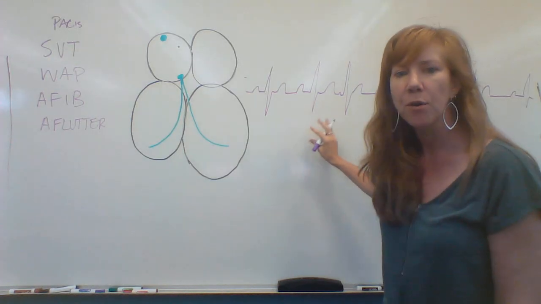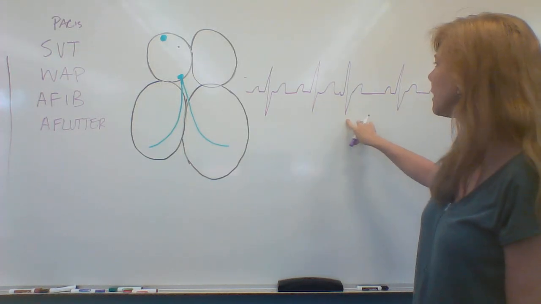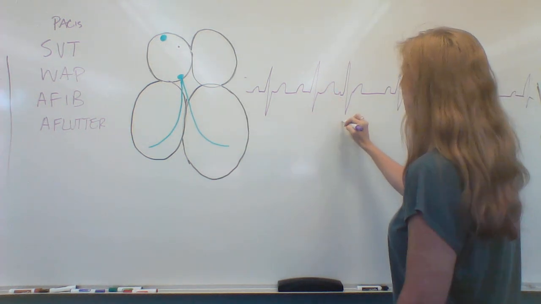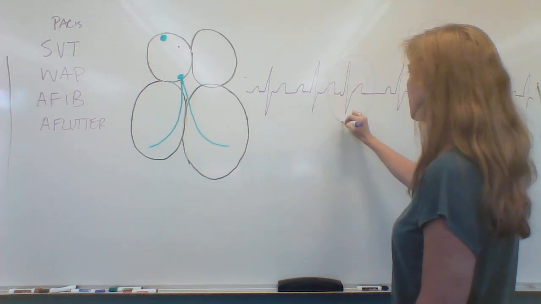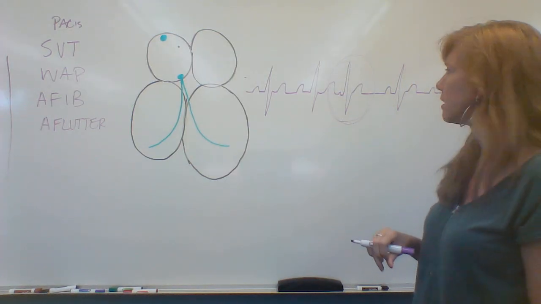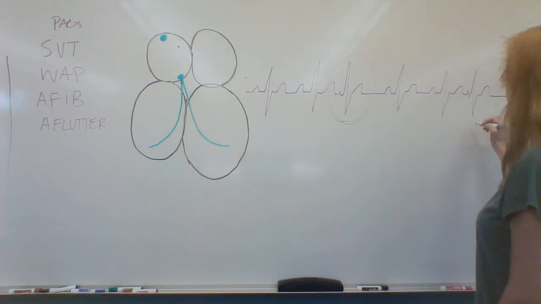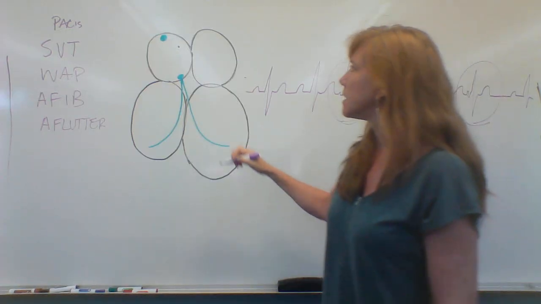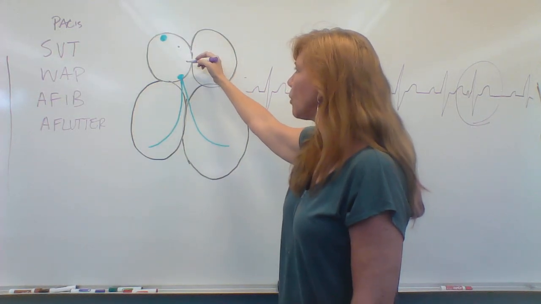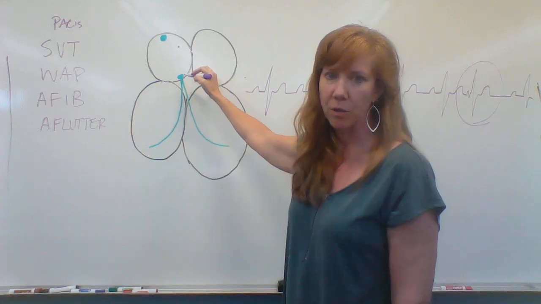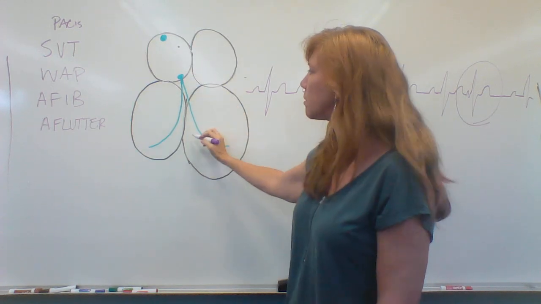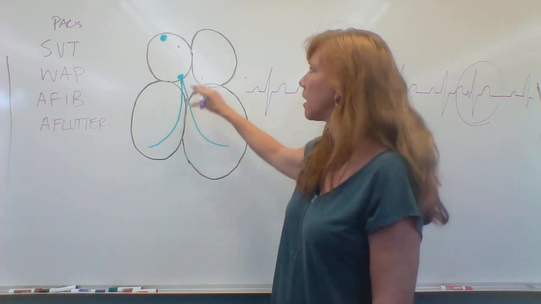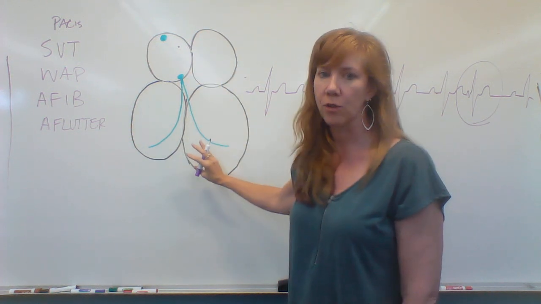So when I see little couples occurring, what I know is that the second beat in that couple is scrunched up next to it. So the second beat in the couple is the early beat, the premature complex. And when you have a premature complex, it's either a PAC, or it's going to be a PJC, a premature junctional complex. We'll look at that next. Or it could be a PVC. So there's three areas of the heart that an early beat could come from. It could come from the atria, the junction, or the ventricles.